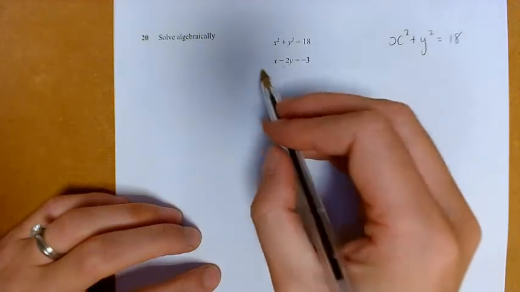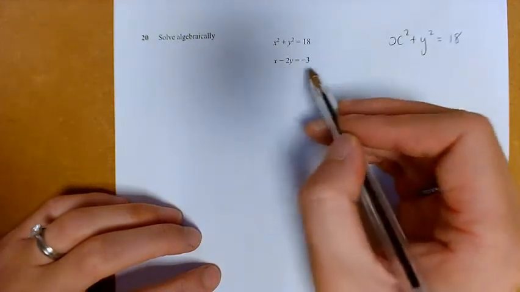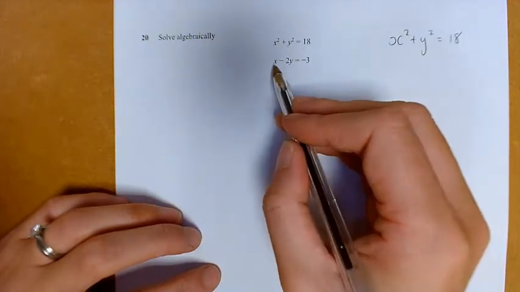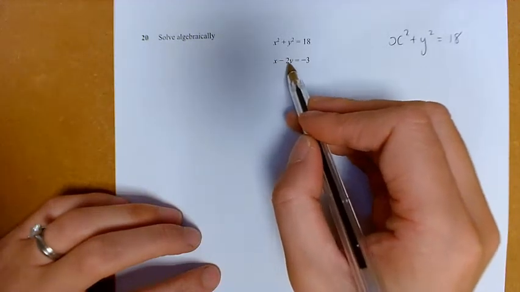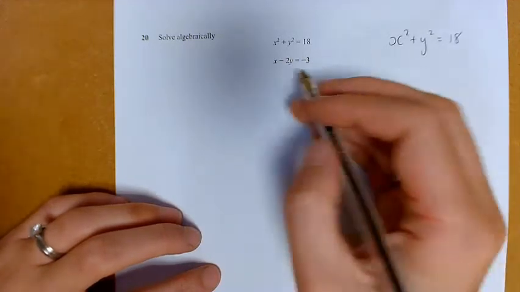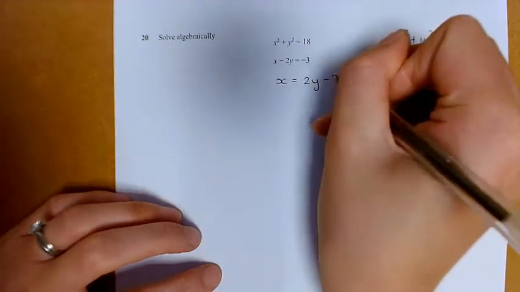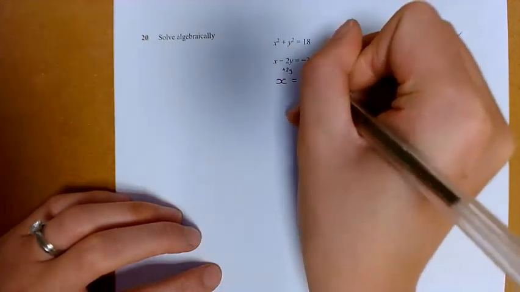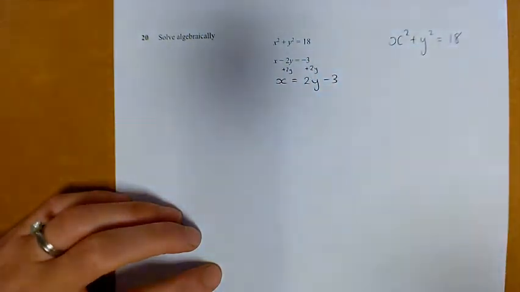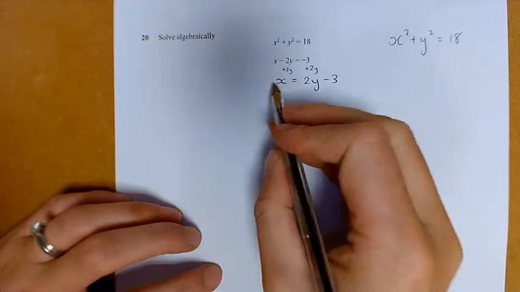What we want to do is make either x or y the subject of the linear equation. I'm going to go ahead and make x the subject just because minus 2y, it's easy to get that onto the other side by adding. So first thing I'm going to do is write x equals 2y minus 3. I've added 2y to this side, and I've added 2y to this side to get a linear term, but with x as the subject.